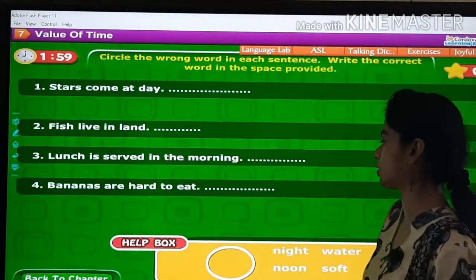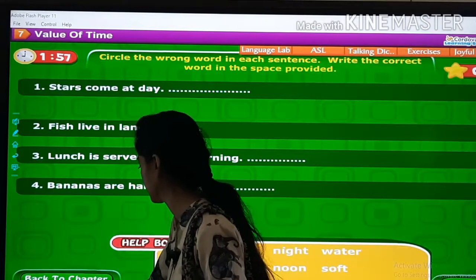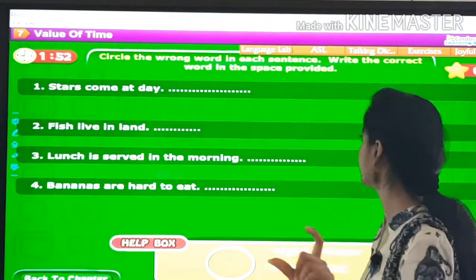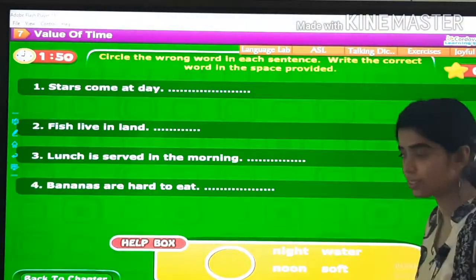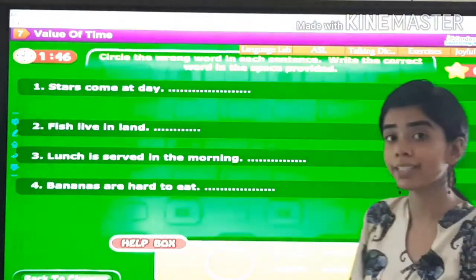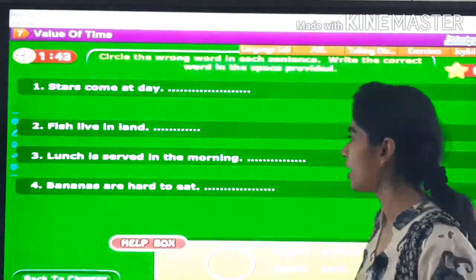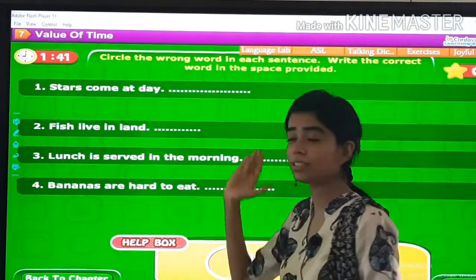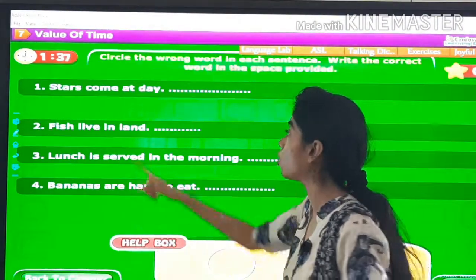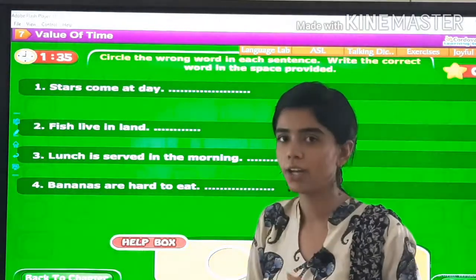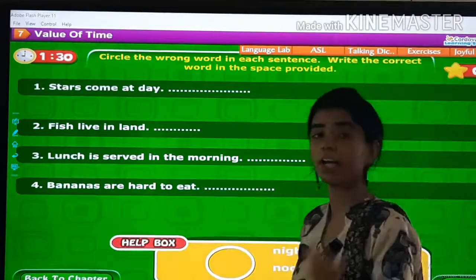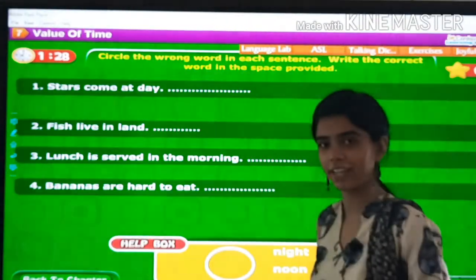Odd one out. So, we have to circle the wrong words in each sentence. Write the correct word in the space provided. Now, what is there? In these sentences, there are some words which are wrong. Kuch word hai jo wrong hai. Toh hume usse circle karna hai. And then, hume correct word yahan pe likhna hai.